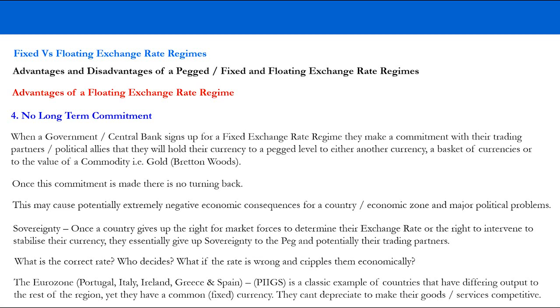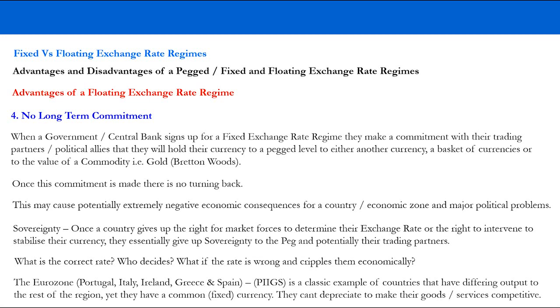And once a country gives up the right for market forces to determine their exchange rate, or the right to intervene to stabilize their currency, they give up this sovereignty to the peg itself and potentially to their trading partners. Also, there's always the issue of setting the correct rate. So what is the correct rate? Who actually decides that? And what if the rate is wrong and cripples your country economically? All these questions cannot be answered until you give up your sovereignty.